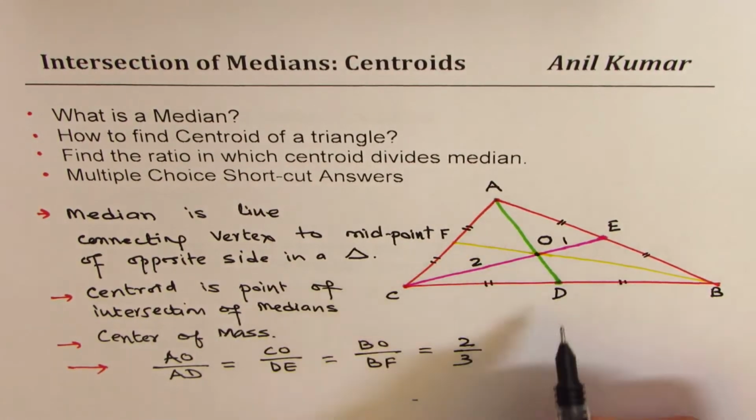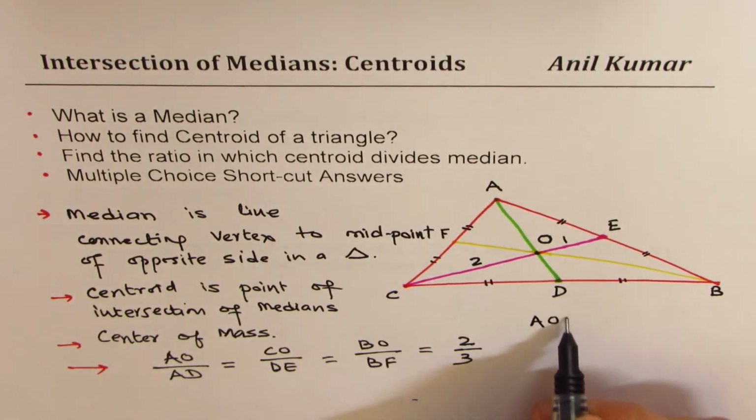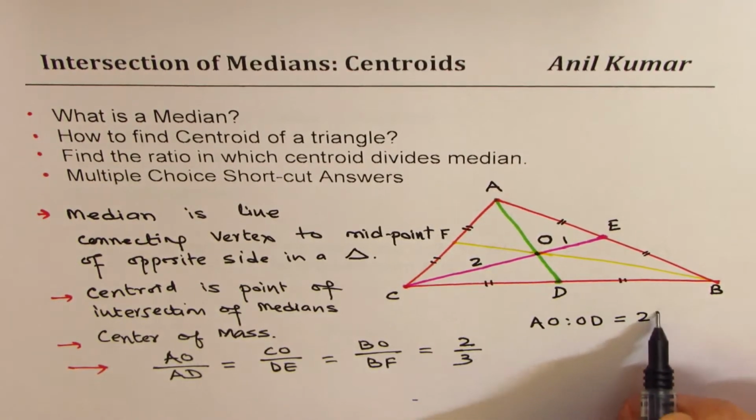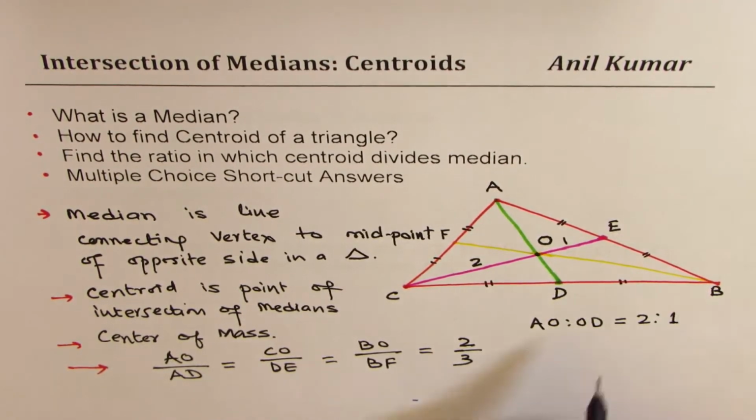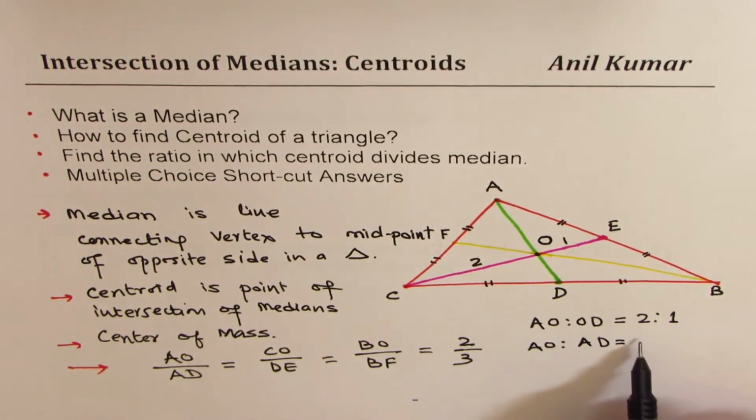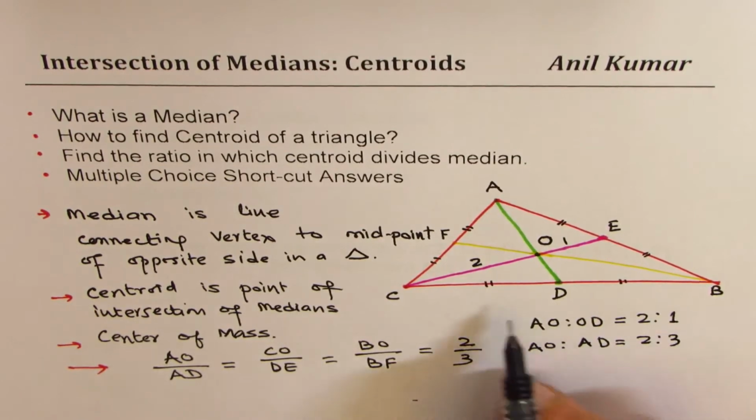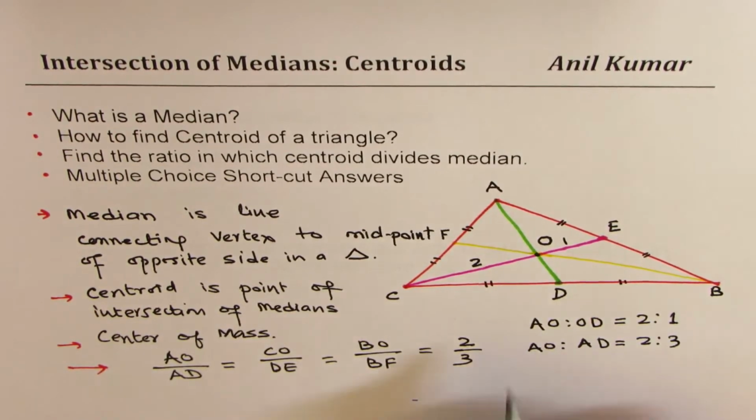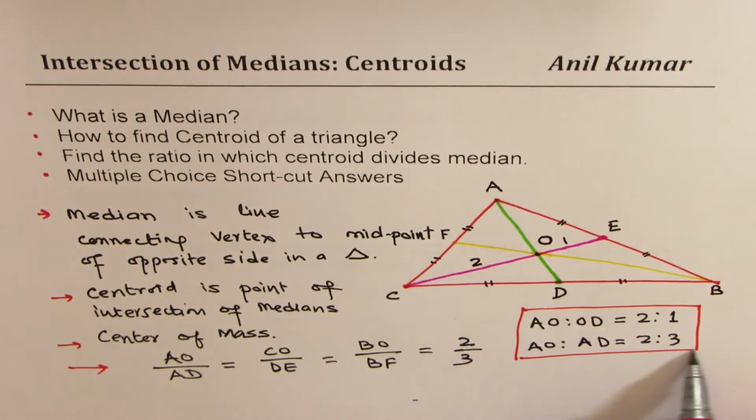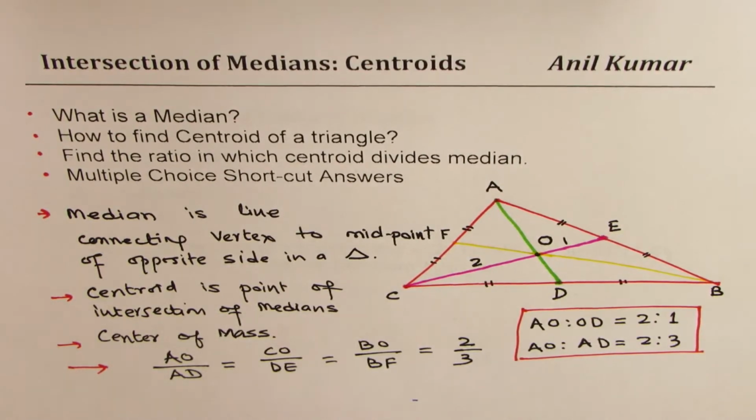So you could also say AO is to OD is equal to 2:1, correct? What I'm saying in this way is that AO is to AD is 2:3. So either way, the lengths of these medians are related. So these are very important basic things which you should remember.